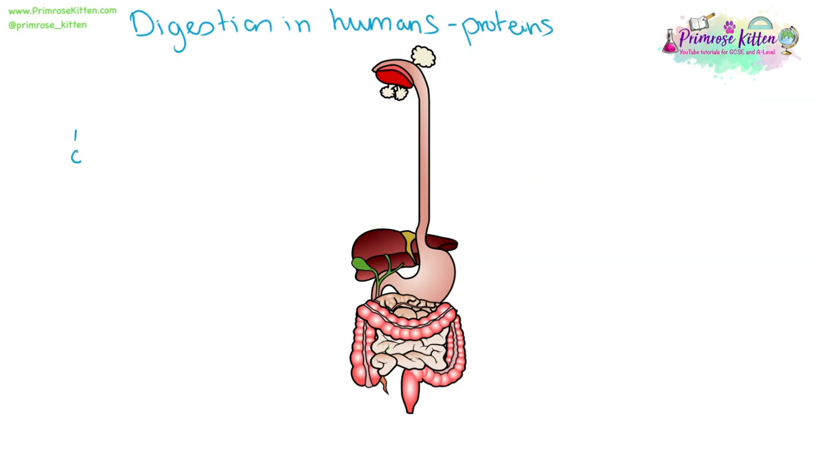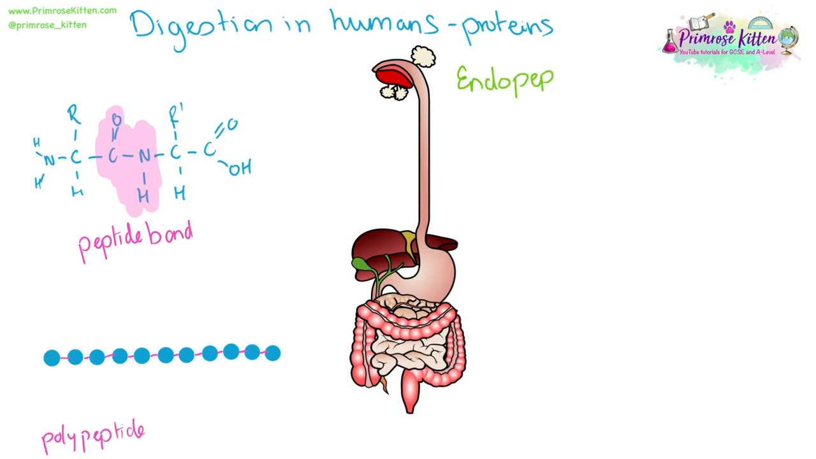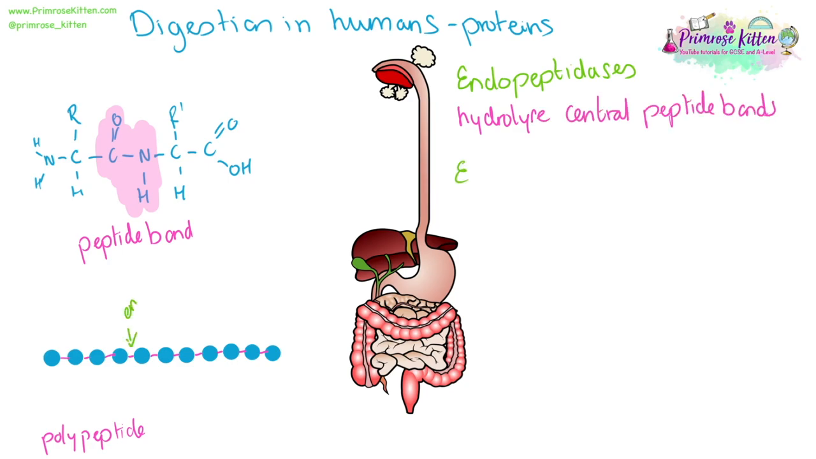Proteins also need to be broken down to be digested. Here we have a dipeptide made of two amino acids, held together by our peptide bond. Here is a representation of a long polypeptide with the amino acids and the peptide bond. Endopeptidases will hydrolyze central peptide bonds.